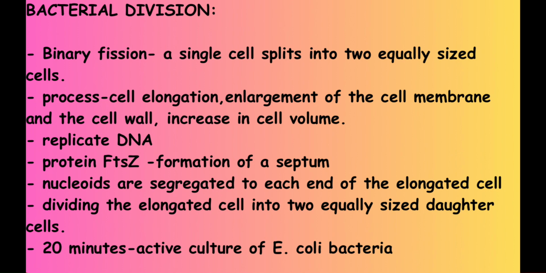And then the cell will replicate its DNA to prepare two copies of its chromosomes, one for each newly formed cell. The protein FtsZ is essential for the formation of the septum. And the septum is initially seen as a ring in the middle of the elongated cell. The nucleoids will then be segregated to each end of that elongated cell. The septum formation will be completed and this will divide that elongated cell into two equally sized daughter cells. And this entire process will take as little as 20 minutes for an active culture of E.